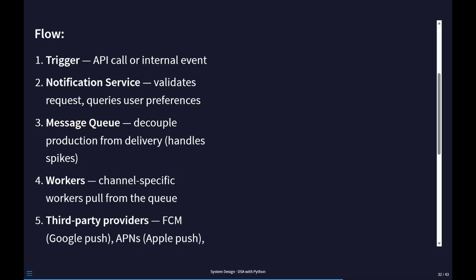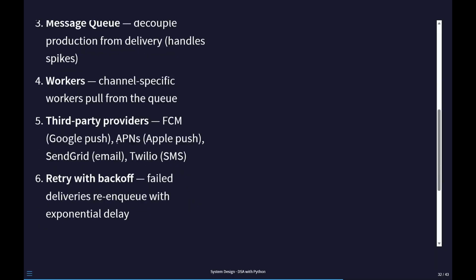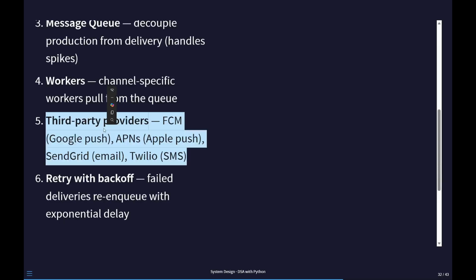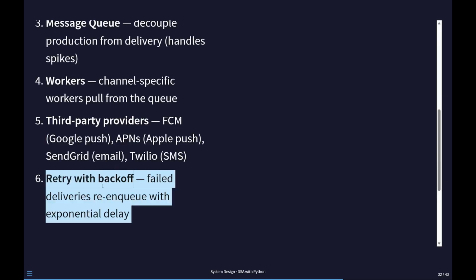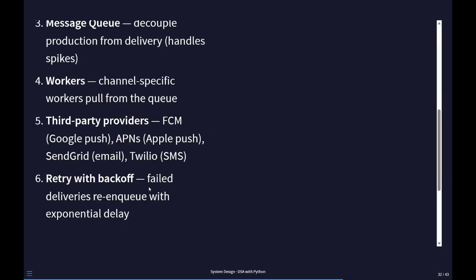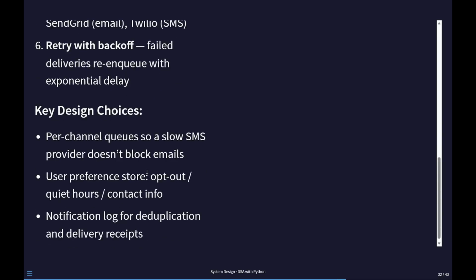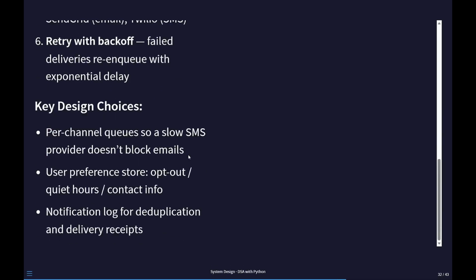Workers pull from the queues and call the third-party providers: Google's FCM and Apple's APNs for push notifications, SendGrid for email, Twilio for SMS. If a delivery attempt fails, the message is re-queued with exponential backoff for retry. Click Key Design Choices. Per-channel queues: a slow SMS provider or high SMS volume should never delay email delivery. Independent queues mean independent scaling and independent failure domains.